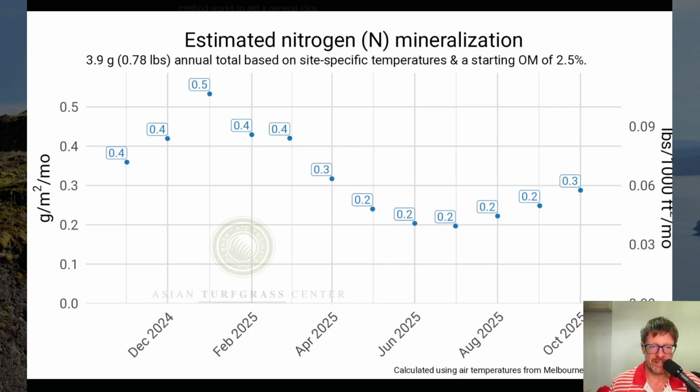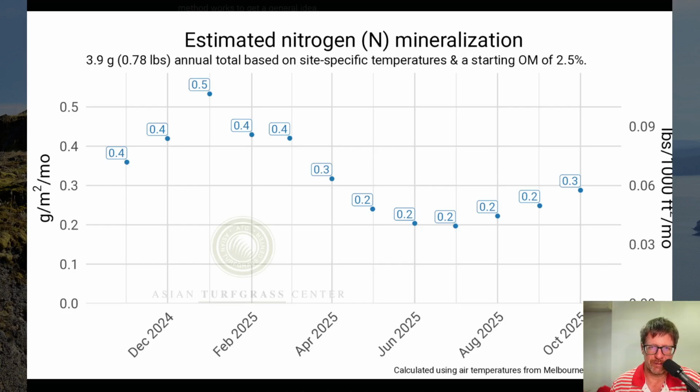So on this chart, I'm showing the estimated nitrogen mineralization that would happen with temperatures in Melbourne, Australia, and a starting organic matter content of 2.5%. It comes out to a total amount expected over the year of 3.9 grams per square meter, which is about 0.8 pounds of nitrogen per 1,000 square feet in 1 year, which is a substantial amount of nitrogen, I think.